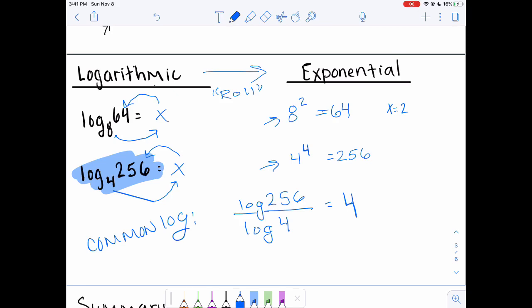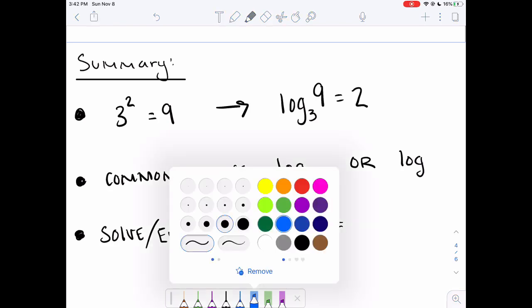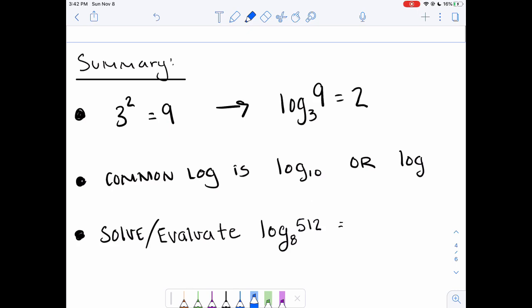We've covered a lot today, so let's summarize. To write something in logarithmic form, you're going to take the base and drop it. You're then going to write the result and then your exponent. Remember, the output of a log is an exponent. Output is exponent.